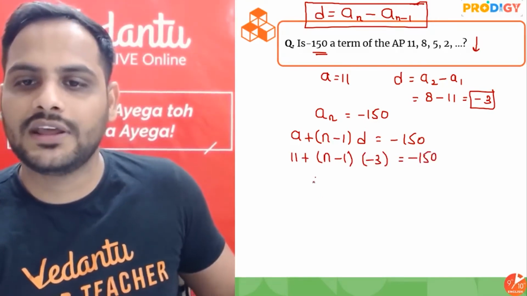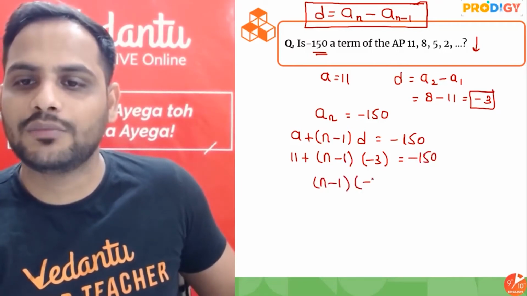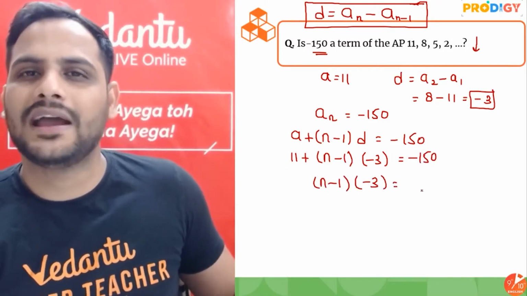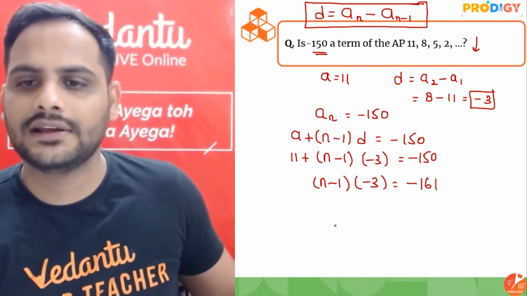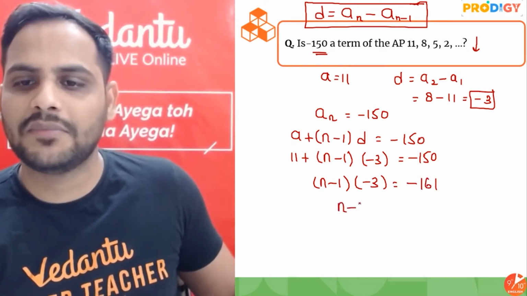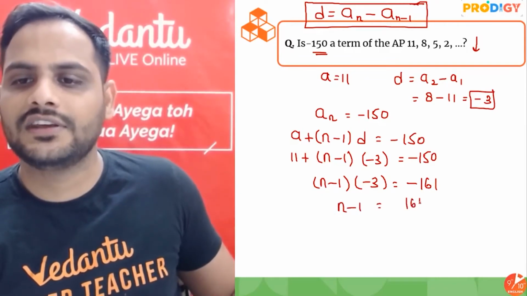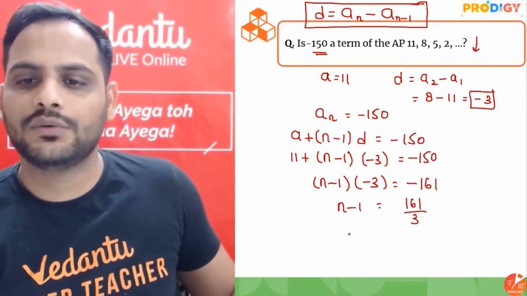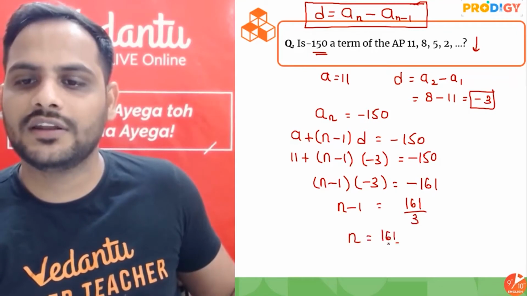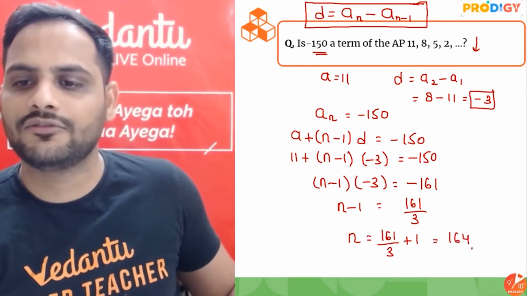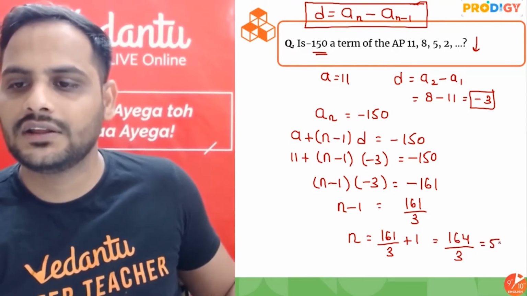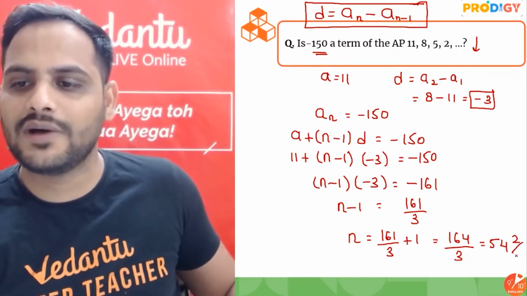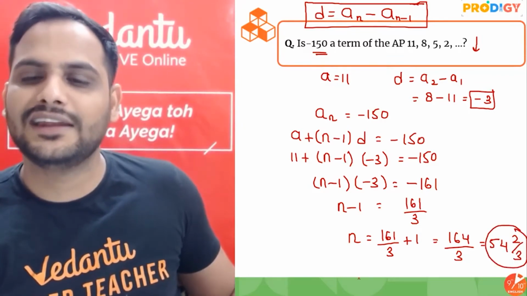Shift 11 over there: (n minus 1) into minus 3 is equal to minus 11, shifted over there, it will become minus 161. Right? Then shift minus 3 in division: n minus 1 is 161 by 3. Shift 1 over there: n is equal to 161 by 3 plus 1. Take LCM, it will be 164 by 3. So I can say it is 3 5s are 15, 3 4s are 12, 54 and 2 by 3. n is not a natural number.